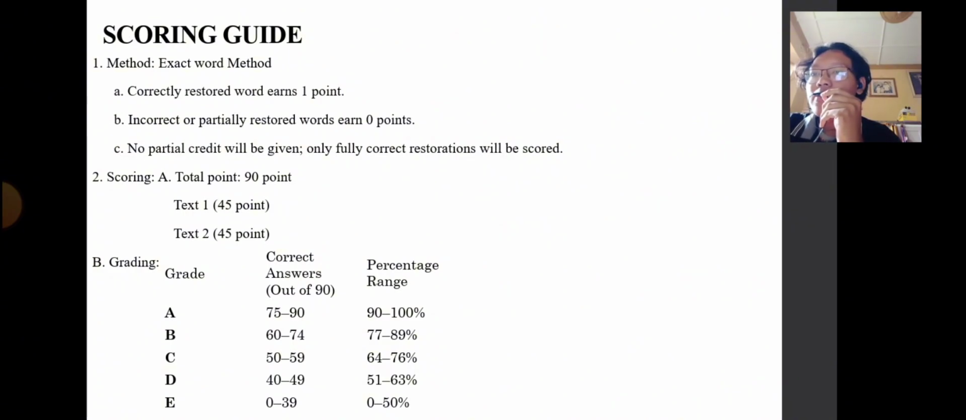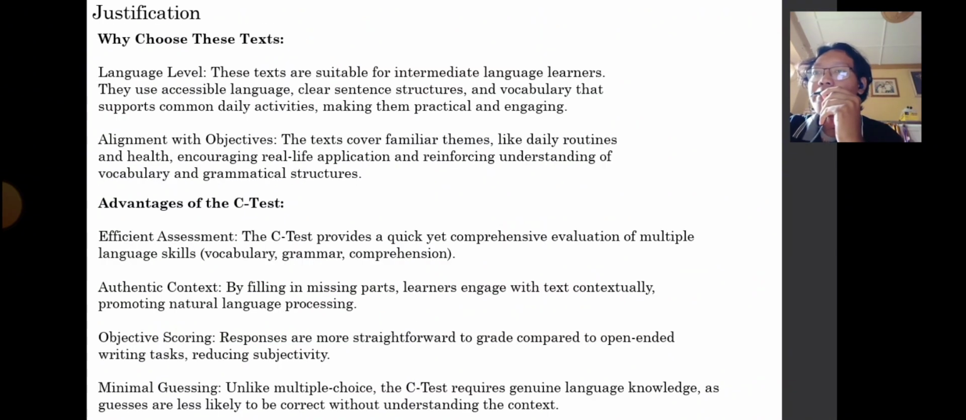for correct answers 75 until 90, you will get grade A. 60 until 74, grade B. 50 until 59, grade C. And 40 until 49, grade D. And last, 0 until 39, grade E.